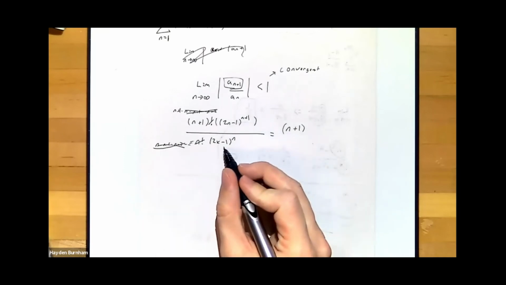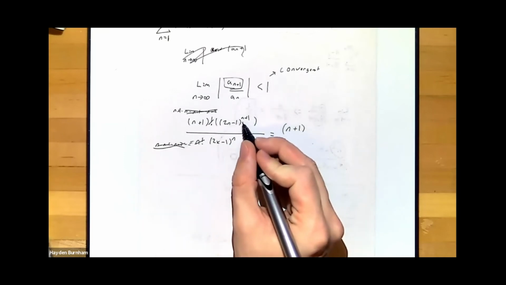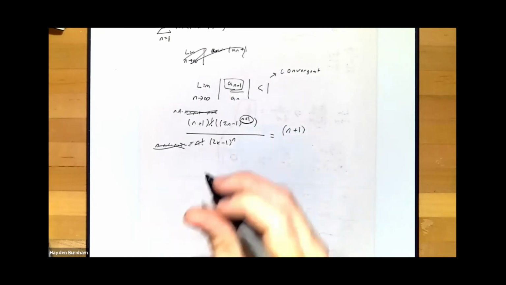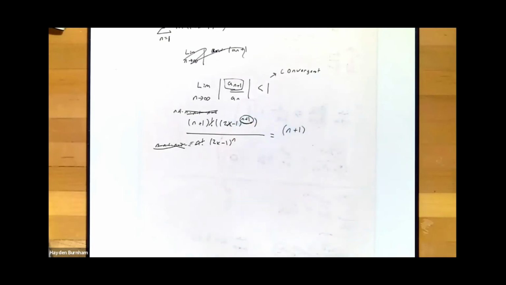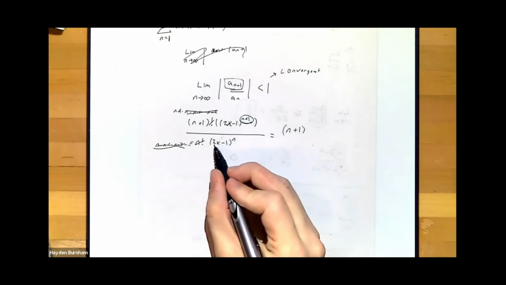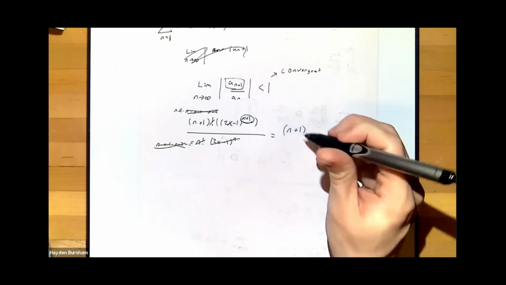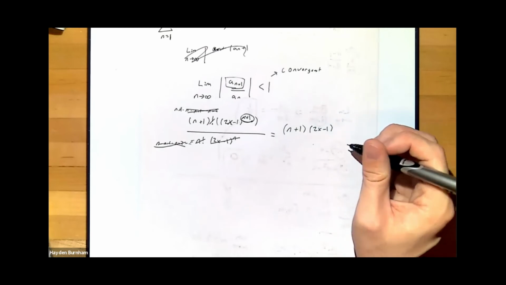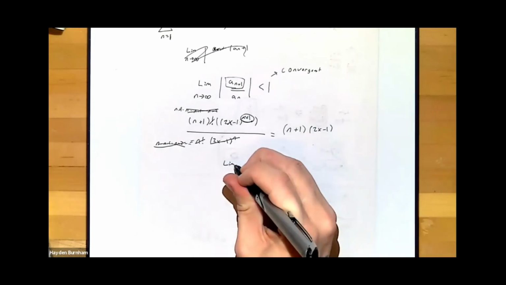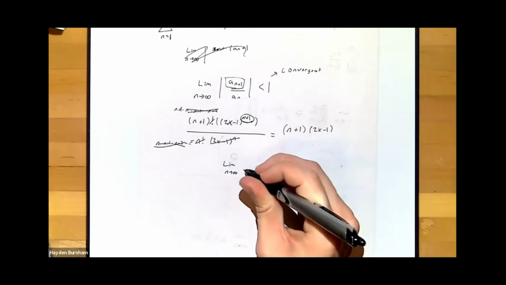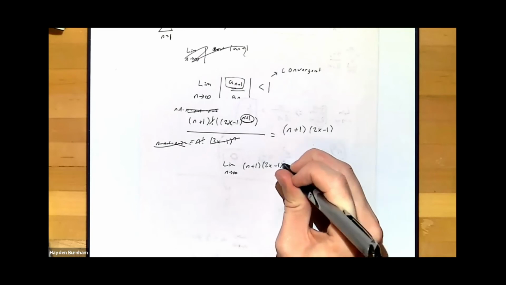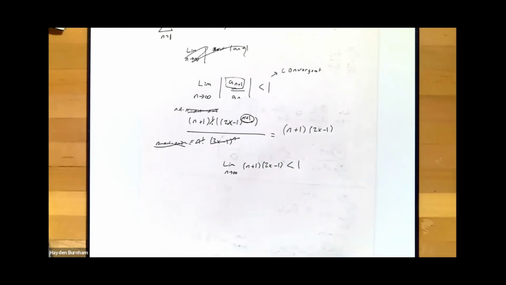And kind of the same thing here, because this 2x minus 1 to the n plus 1 can be broken up as 2x minus 1 to the n times 2x minus 1. So this can cancel with this, leaving us with 2x minus 1. So we're given the limit as n goes to infinity of n plus 1 times 2x minus 1, and this has to be less than 1.